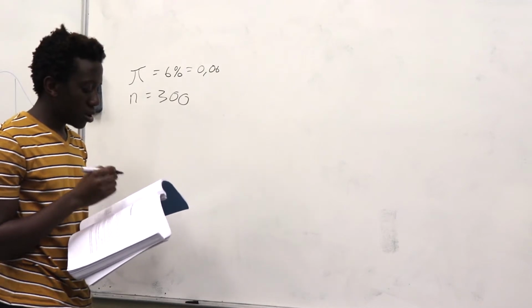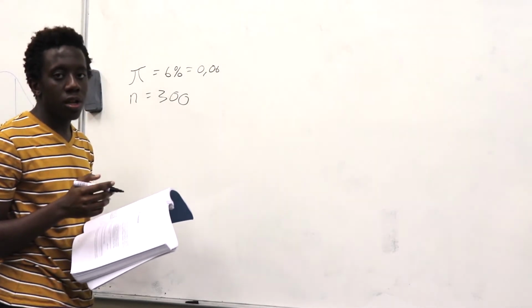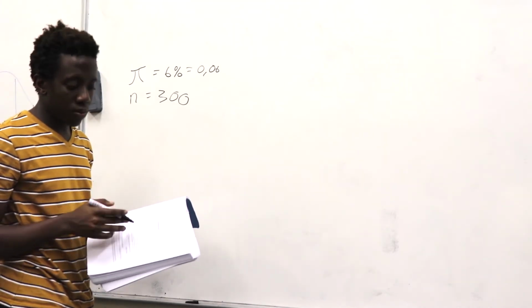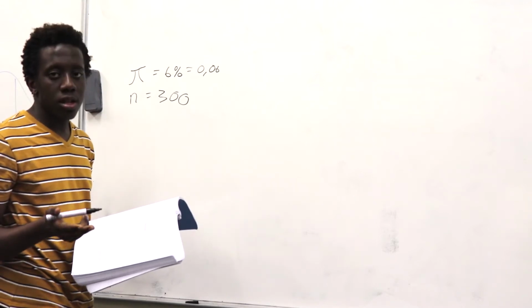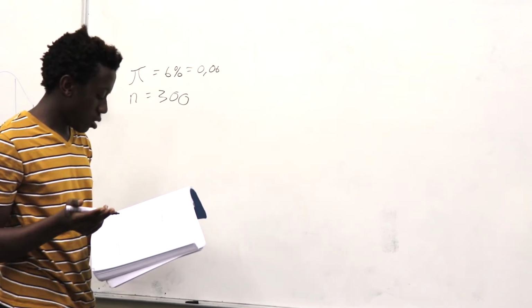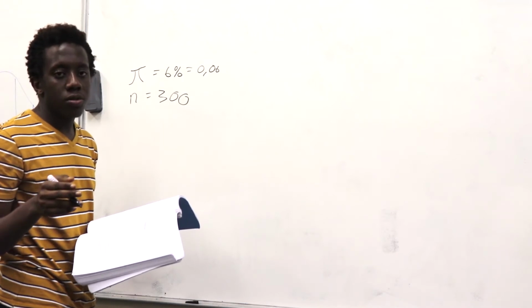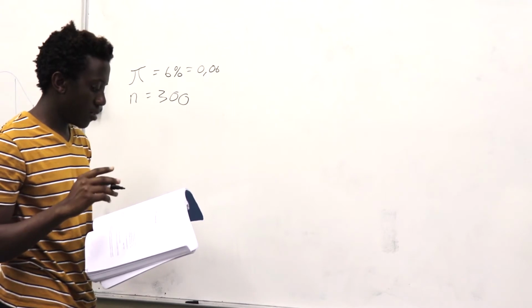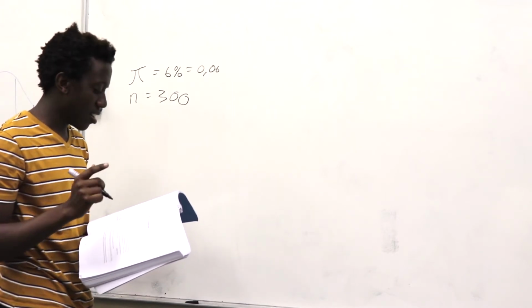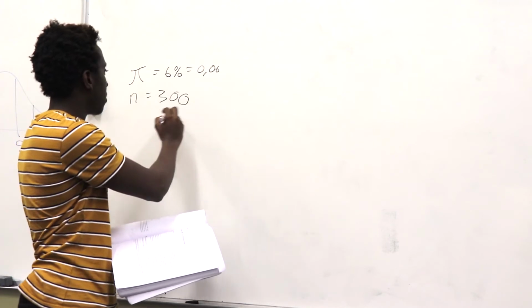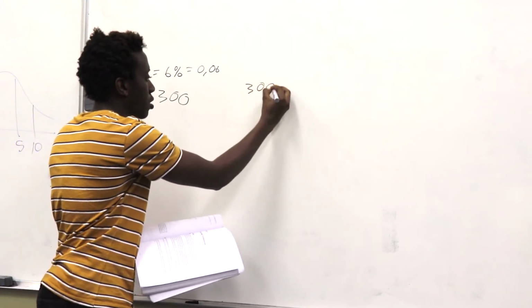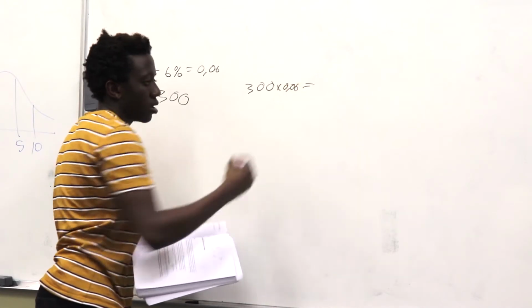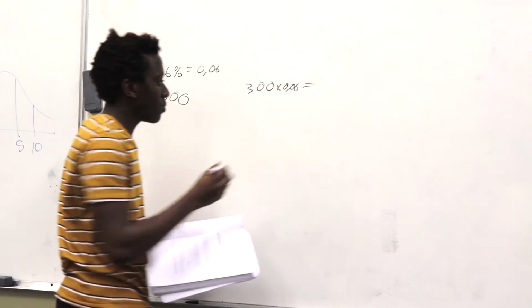Now, when you're working with the continuous probability distribution, we need to make sure that we can make certain assumptions and that we're working with the normal distribution. So there are two different things that you have to do. Number one, your n times pi has to be greater than 5. So if we take n multiplied by pi, which is 300 times 0.06, we're going to get 18.